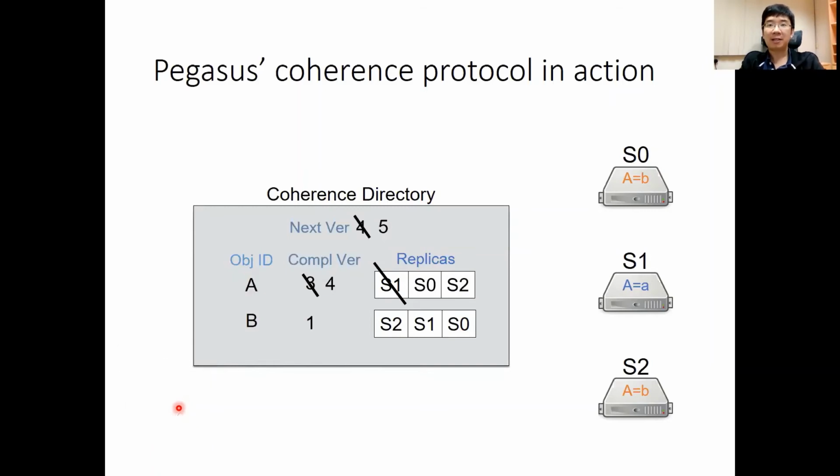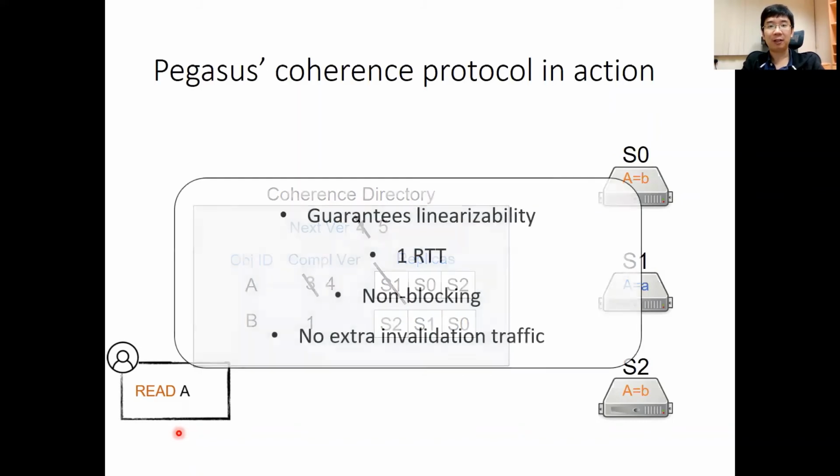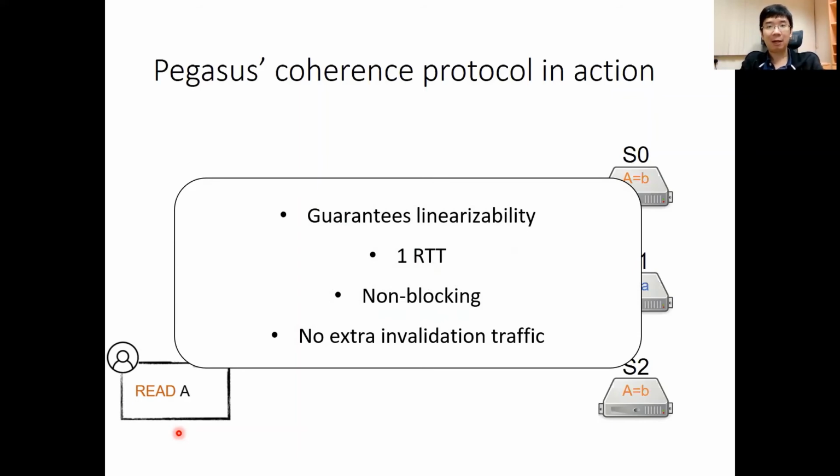Now, when a subsequent read request arrives at the switch, it looks up the replica set in the directory and can forward the read to either S0 or S2, both of which have the latest copy of the object. Our version-based coherence protocol has the following nice properties. It guarantees linearizability. All requests are completed in one round-trip time. The protocol is non-blocking, and importantly, it does not generate extra invalidation traffic.